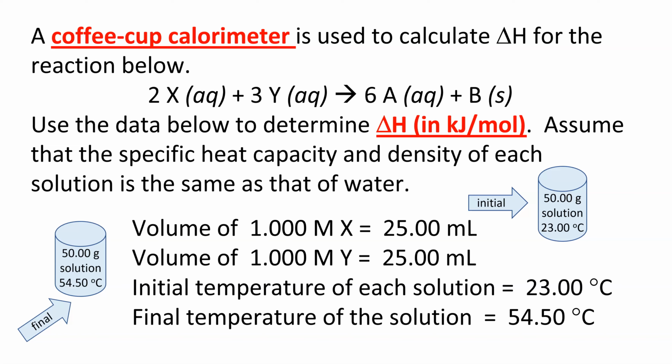Initially, we have a total of 50.00 grams of the solution at 23.00 degrees Celsius. So I'm going to leave it to you to see how we got from the volumes that we measured to determining how many grams of the solution we had altogether. And at the end, we still have the same mass of everything, because it's the total mass of everything, 50.00 grams of our solution, but now it's at 54.50 degrees Celsius.